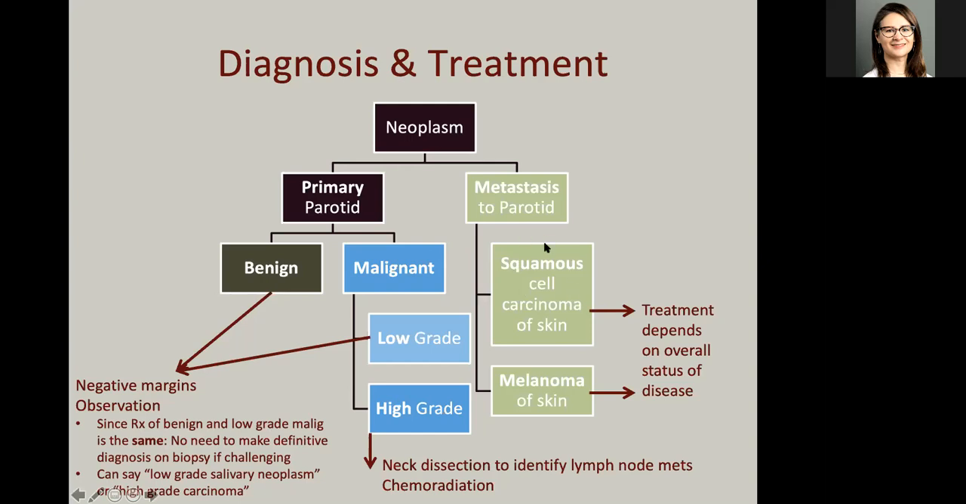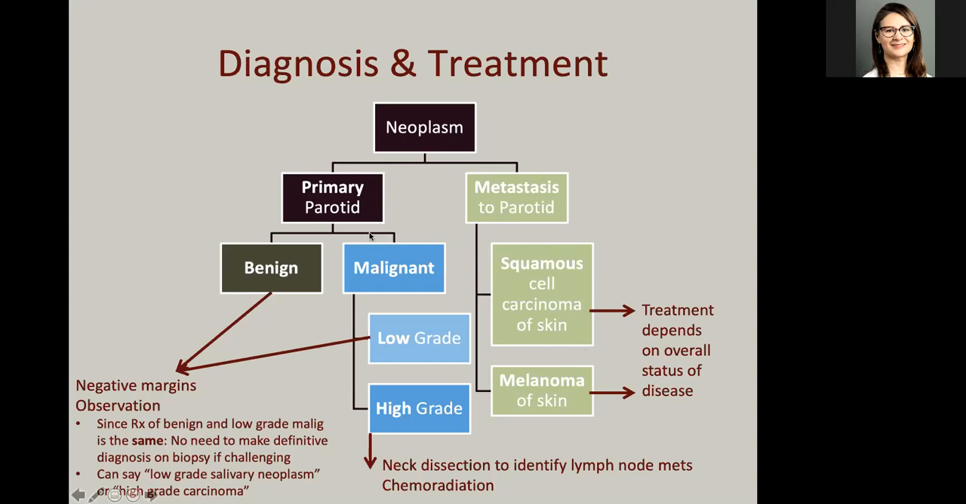If it's something like a squamous cell carcinoma or a melanoma, those are essentially almost uniformly going to be metastases, squamous from skin and melanoma of scalp and melanoma as well. So the treatment of these will generally depend on the overall status of disease, but neck dissections could be performed.